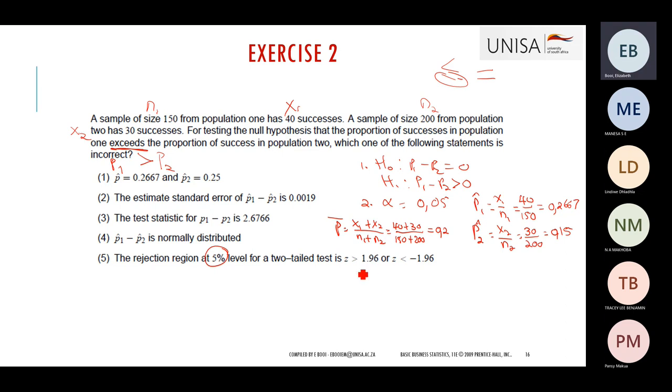Step number three is to find the critical value. We are told we are doing a one-tailed test, so we find the critical value by using Z alpha, and alpha is 0.05. I need to find a table. Do you have your table? Go and look for the Z test statistic table.